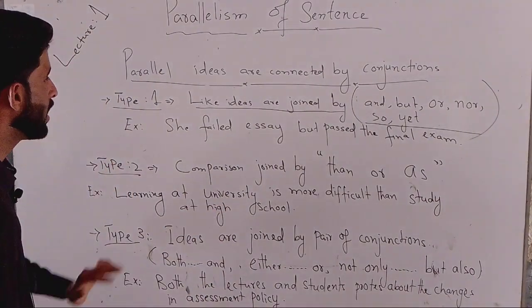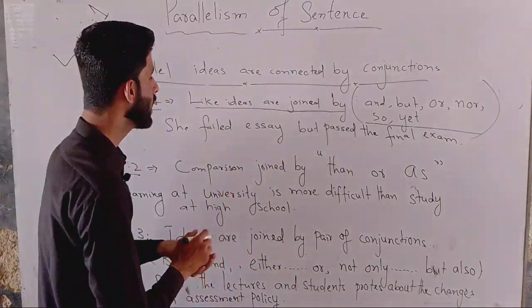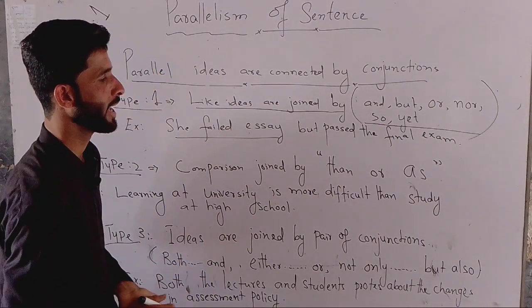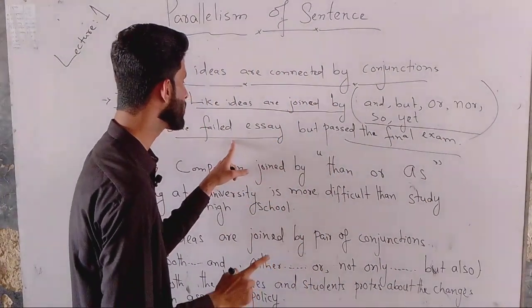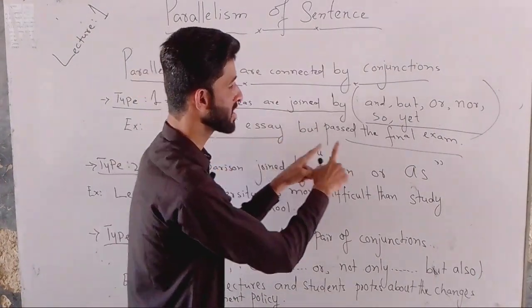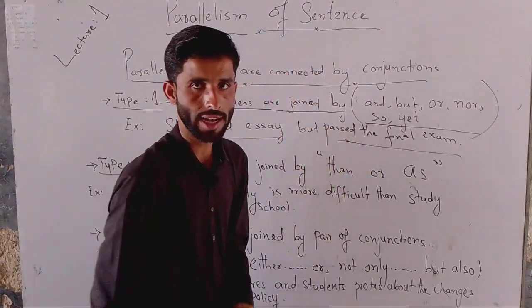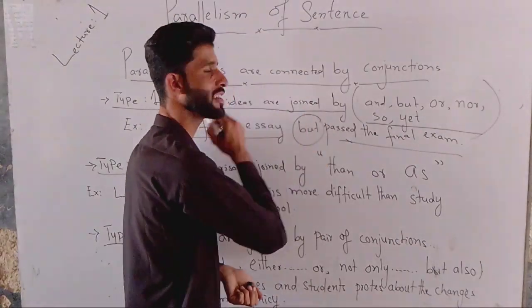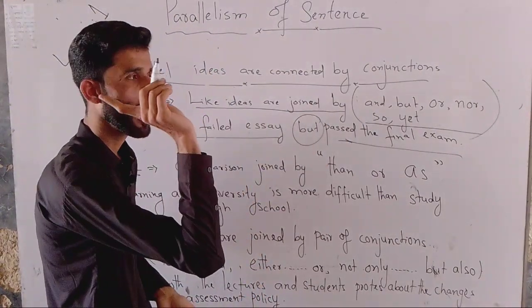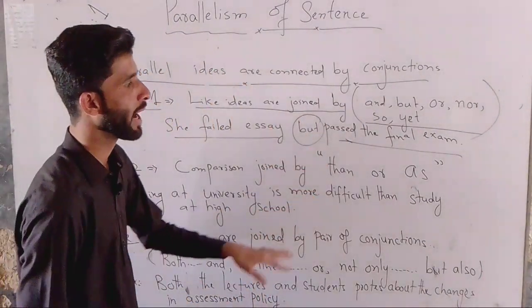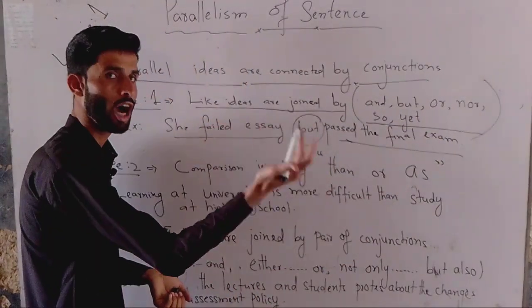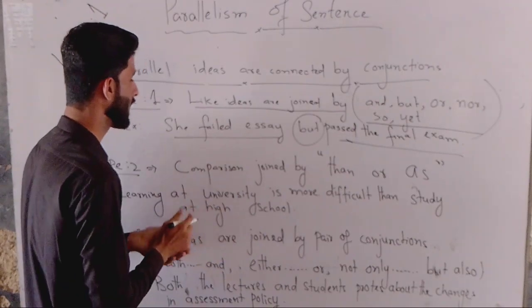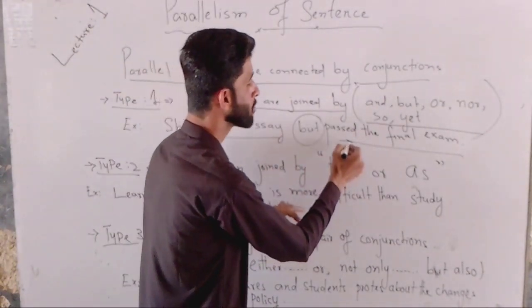For example, she failed the essay, but passed the final exam. We have two items. Number first, failed the essay. Number second, passed the final exam. That is connected by "but". These like ideas are connected by such conjunctions. How it will be a wrong sentence: she failed the essay but passed.